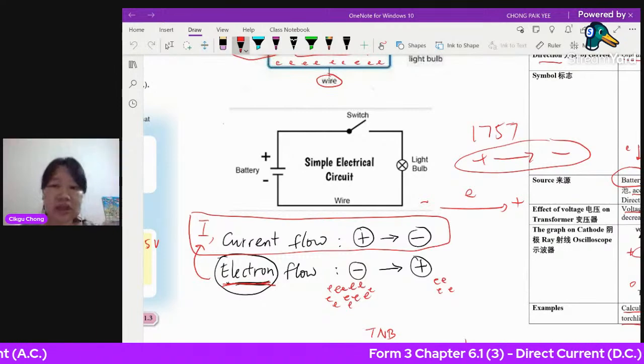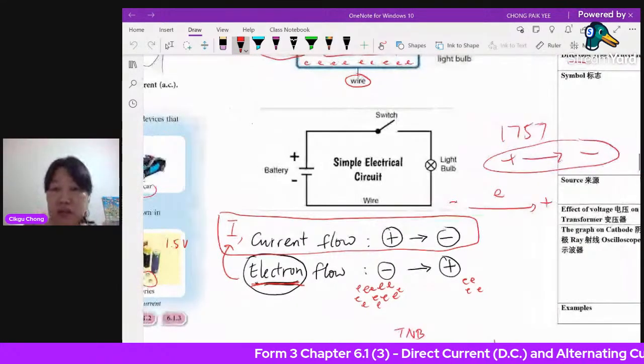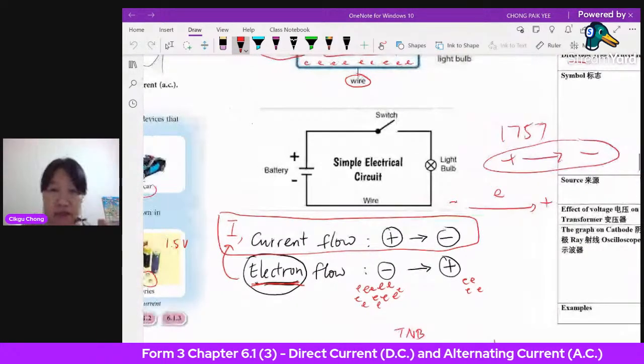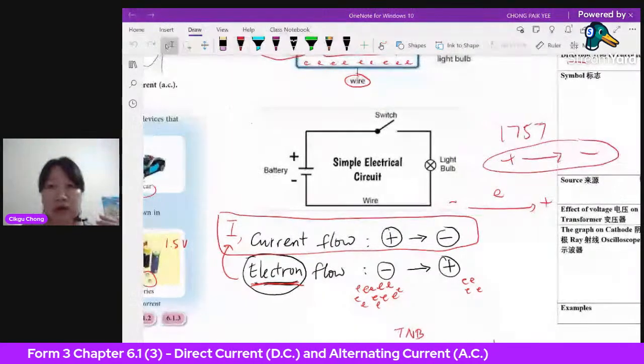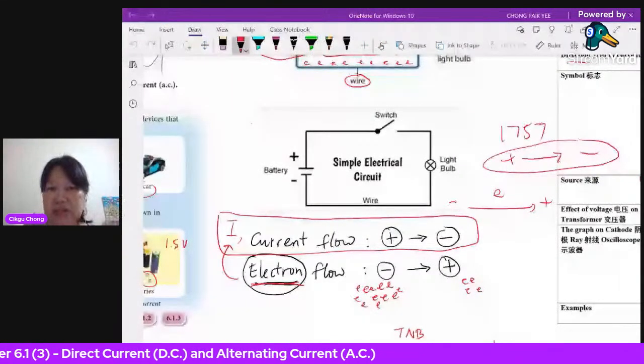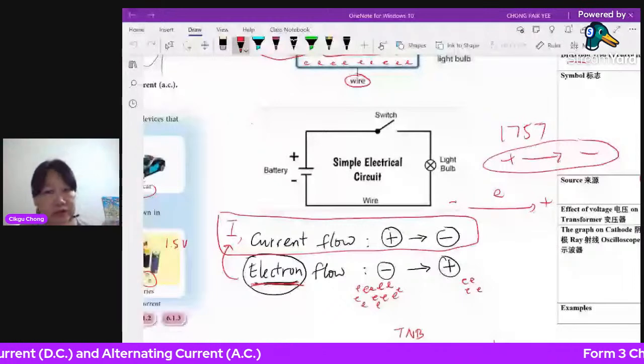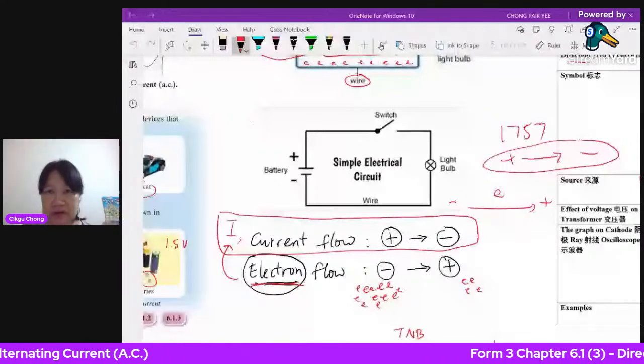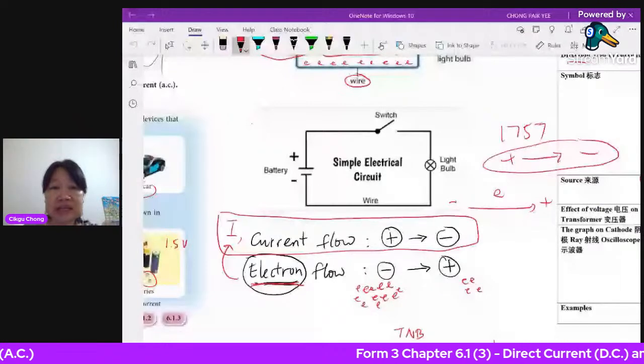So just remember, look carefully at the question. Are they asking for electrical current or are they asking for electron flow? If you're asking for electron flow, it's negative to positive. Current flow is positive to negative. All right, I hope that clears the air.